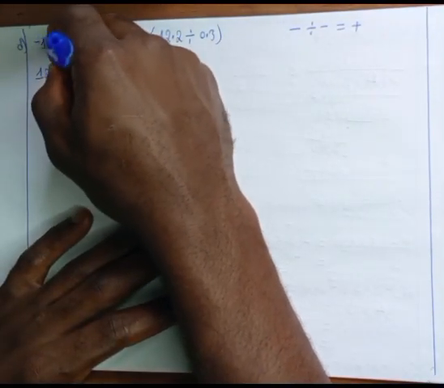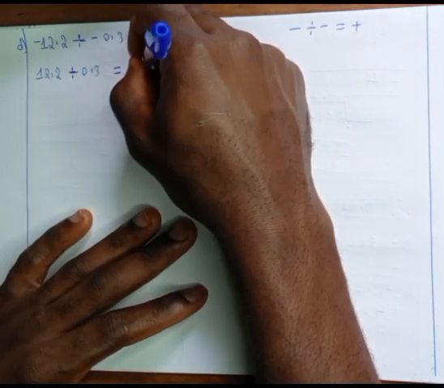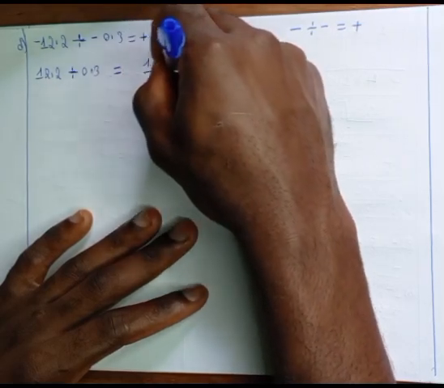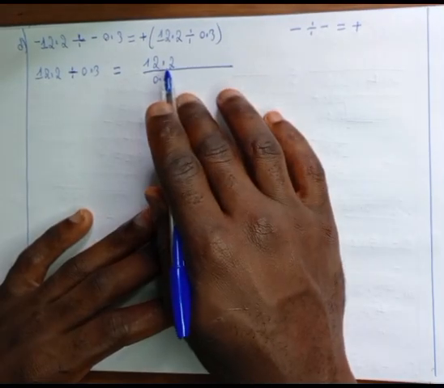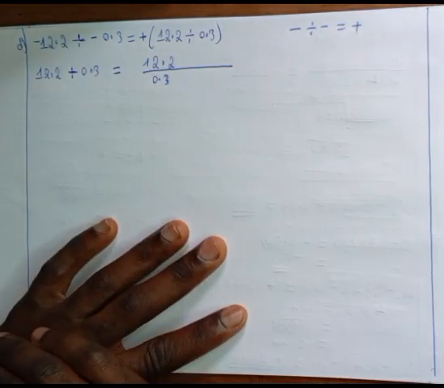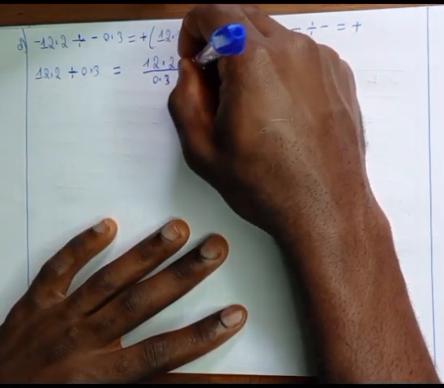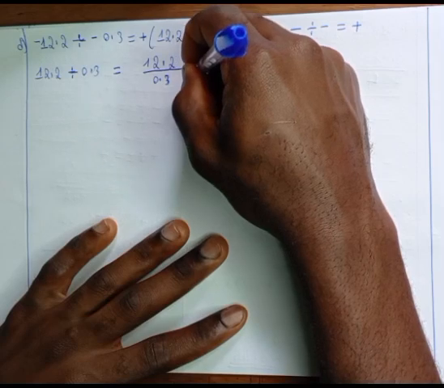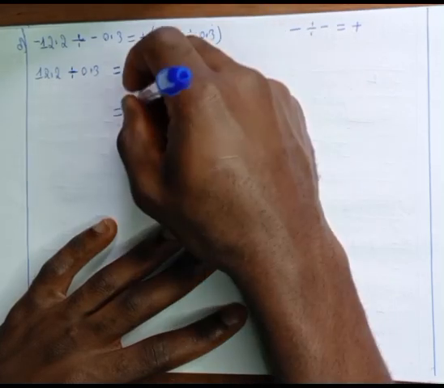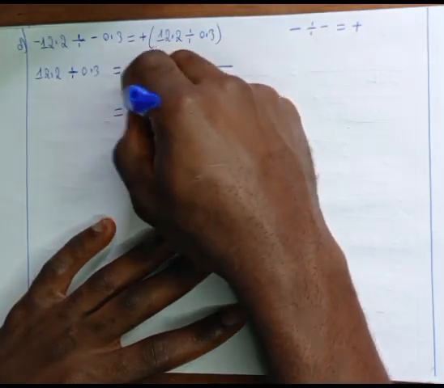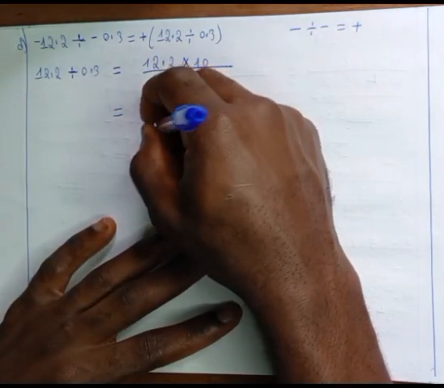12.2 divided by 0.3 is simply equal to, you can write it as such, 12.2 over 0.3. If you look at the dividend and the divisor, they have one decimal place each. So we are going to multiply both the numerator and the denominator by 10, because we want to make them whole numbers. So this will simply be equal to 12.2 times 10 gives us 122 all over 0.3 times 10 gives us 3.